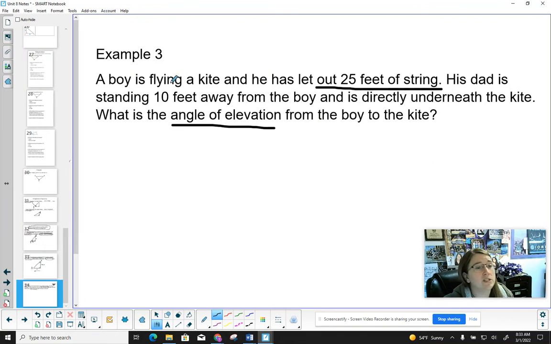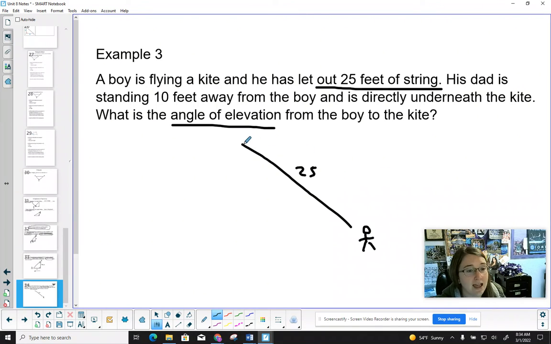Okay. So a boy is flying a kite and he has let out 25 feet of string. So this is actually going to be our hypotenuse now. Because the kite is out away from him. Kites are not directly up and down. So that's going to be our hypotenuse. The boy is standing here. He lets out 25 feet of string. There we go. And his kite's right here. That's what a kite looks like if you don't know.